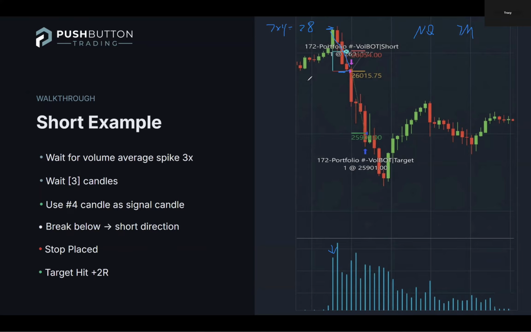How many more minutes does it take for us to hit our take profit? Well, somewhere 1, 2, 3, and partially a 4. Obviously, it went lower too. So somewhere less than 28 minutes. So we watched it for 28 minutes.